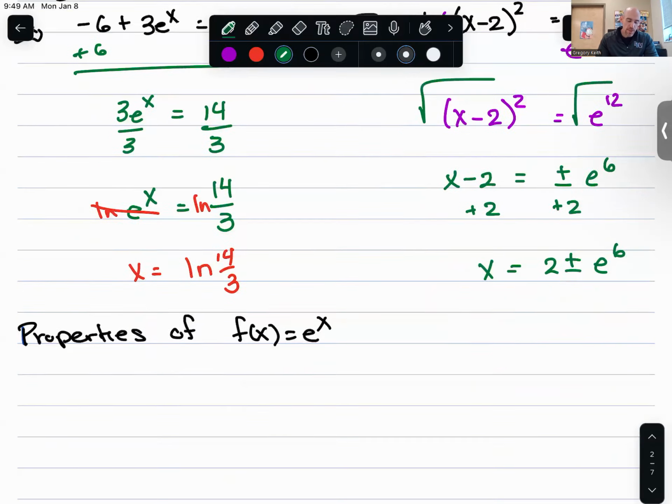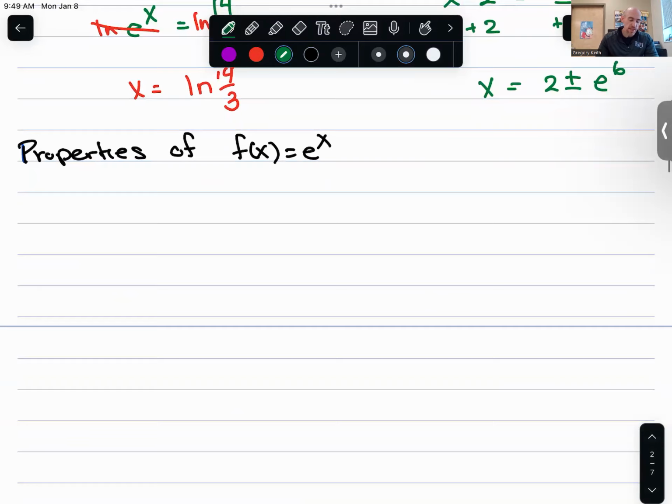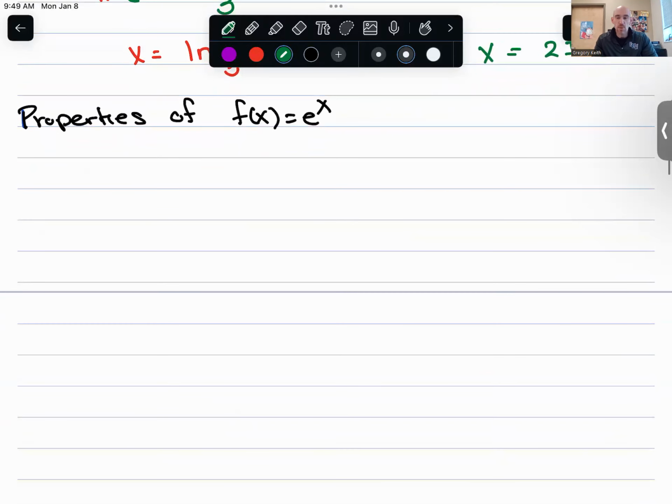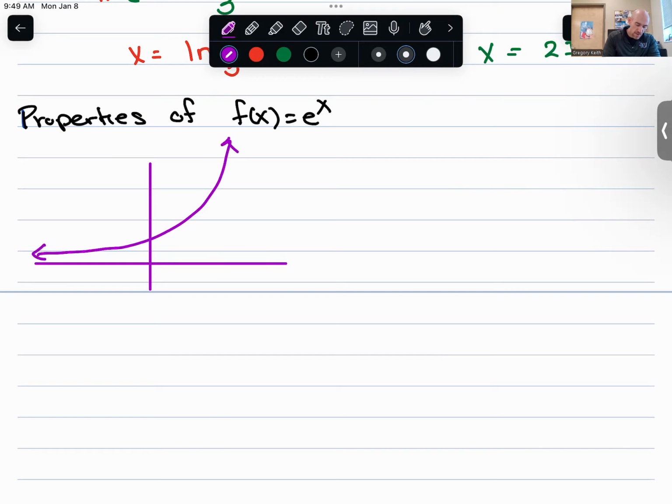All right, properties of f of x equals e to the x. This is an important one. We got to know what this graph looks like. And so our e to the x graph, again, we saw this in pre-calc. It was one of our 12 basic functions. Okay, we have a graph that kind of looks like this, going through 1 there on the y-axis.